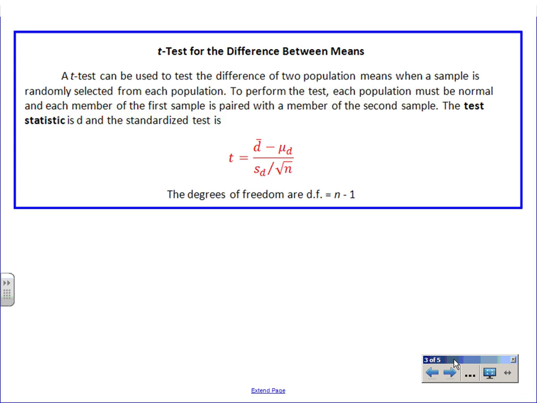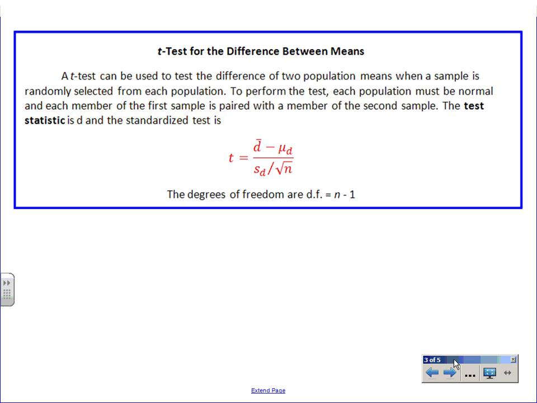Now remember, we are talking about the difference between means in this chapter. That's kind of what we've been doing this whole time. So a t-test can be used to test the difference between two population means, again, the population means, when a sample is randomly selected from each population. To perform a test, each population must be normal, and each member of the first sample is paired with a member of the second sample.